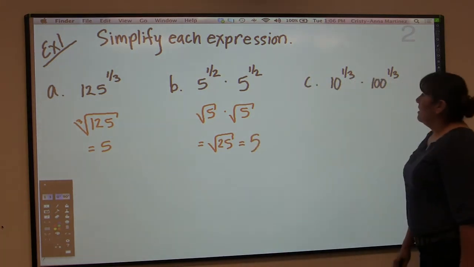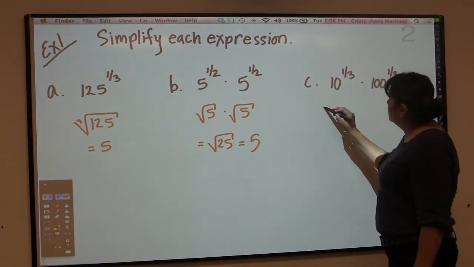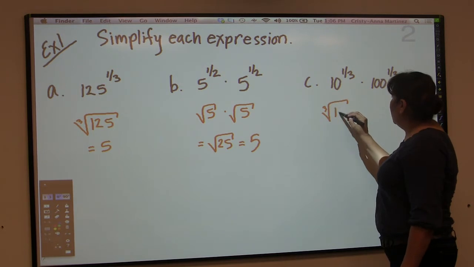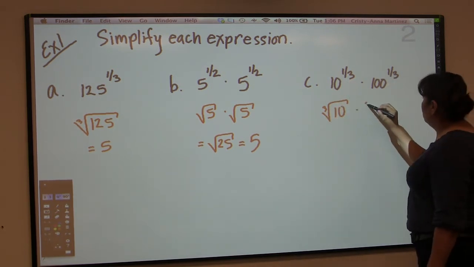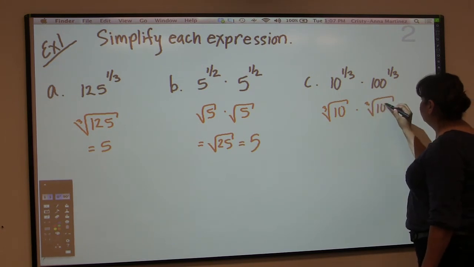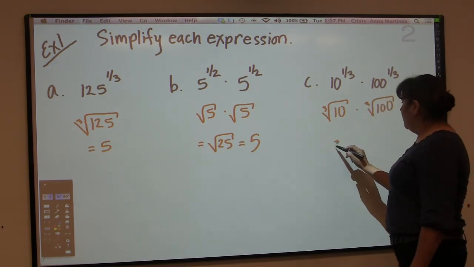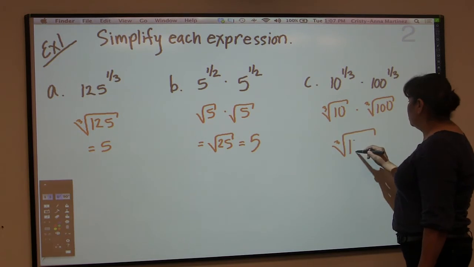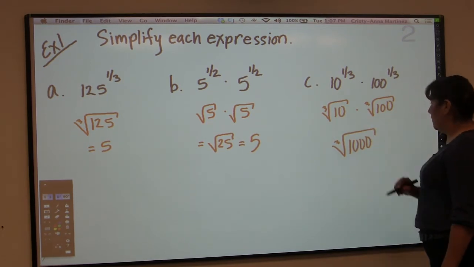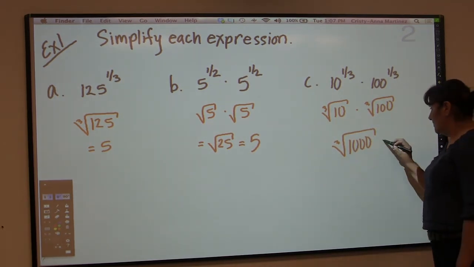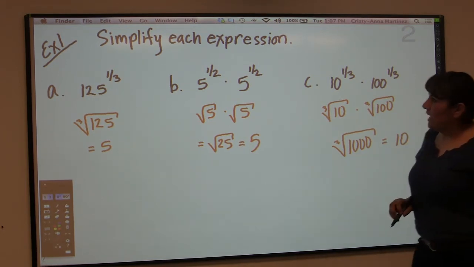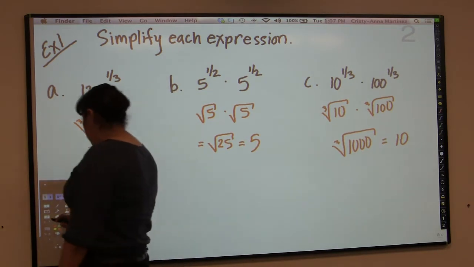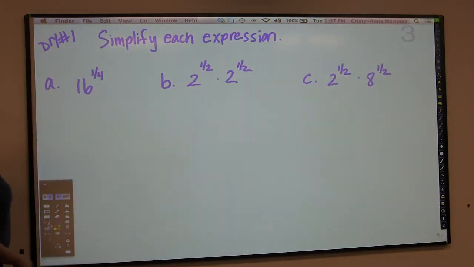Awesome. And then over here, we're going to have the cube root of 10, so the 1/3 exponent becomes a cube root, and the cube root of 100. That becomes the cube root of 1,000, because you multiply 10 times 100. And the cube root of 1,000 is in fact 10. So that is how we do that, and I'm going to give you a chance to try some on your own. And there they are.